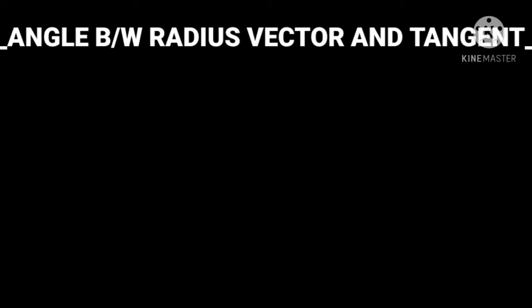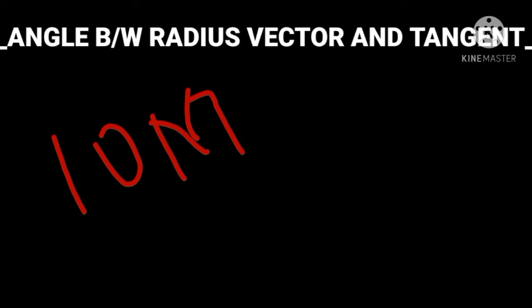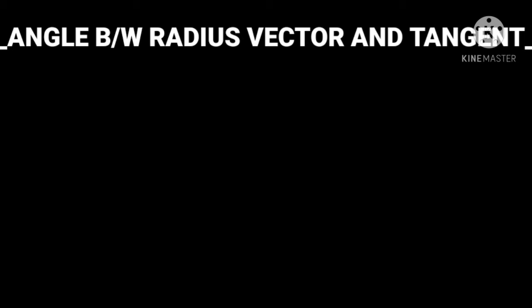So let us see the first topic in the first module, that is angle between the radius vector and the tangent. It is a very important theorem, so you have to learn this. It's a 10 marks question in the term exam, so you can easily grab 10 marks. So concentrate and listen to the class.